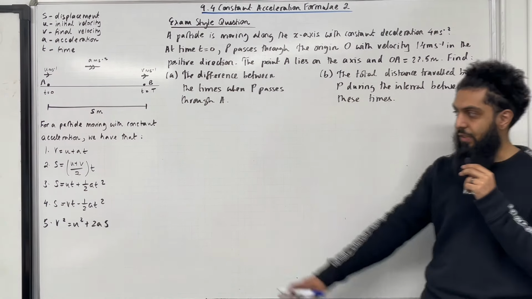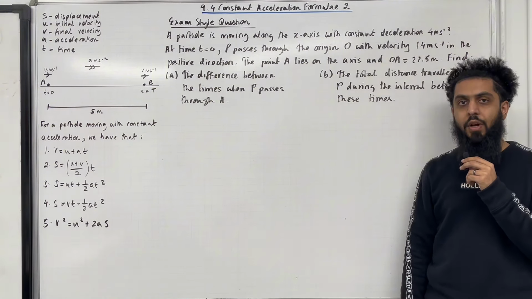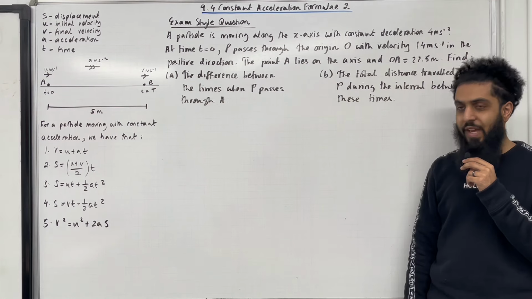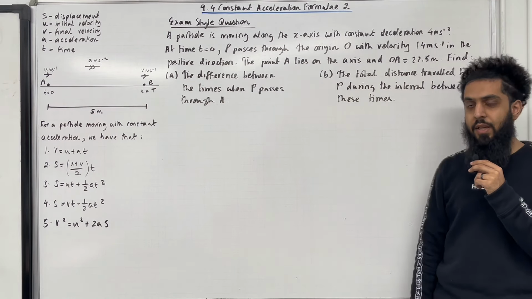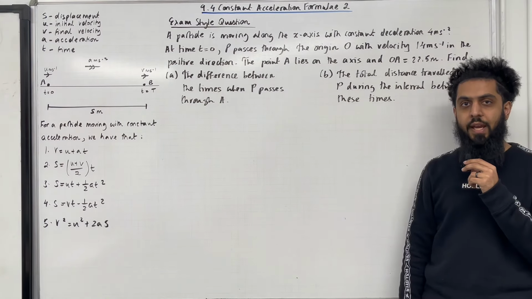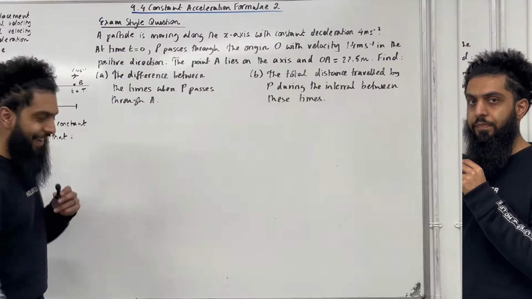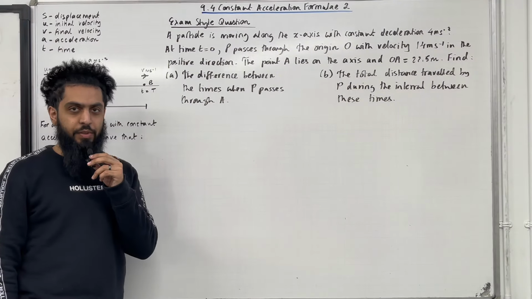The add-ons are these three constant acceleration formulas. The third one is s equals ut plus a half at squared. The fourth one is s equals vt minus a half at squared. And the fifth one, ladies and gents, is v squared equals u squared plus 2as. I'll be implementing these key facts within this exam style question. Let's have a look at the exam style question.